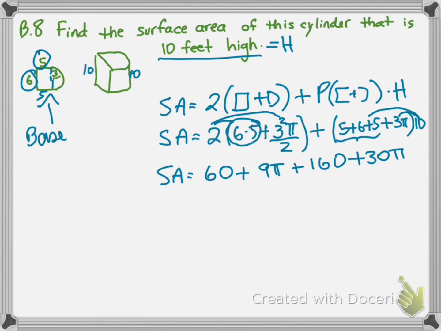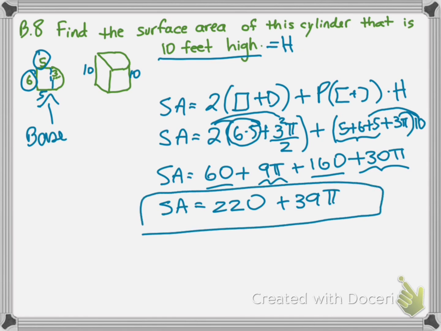And again, we're going to add like terms, which is the 60 with the 160. That's 220. And the 9 pi with the 30 pi, which is 39 pi. And again, I just want to leave it like that because that's the exact answer. The units is feet, and so it's square feet because it's area.